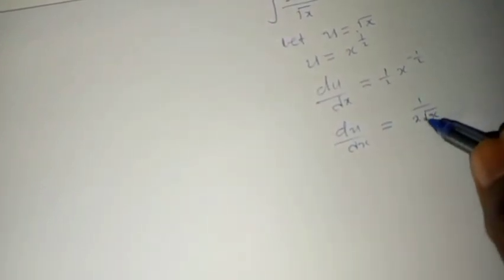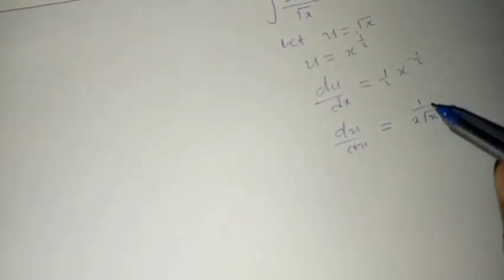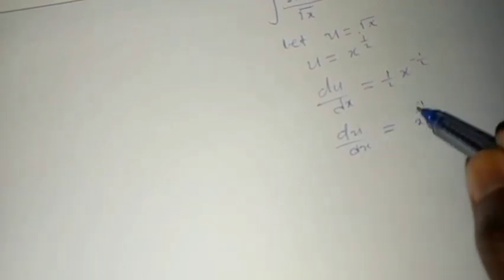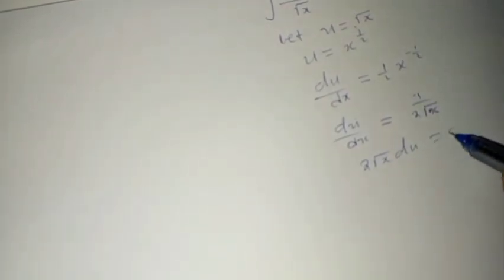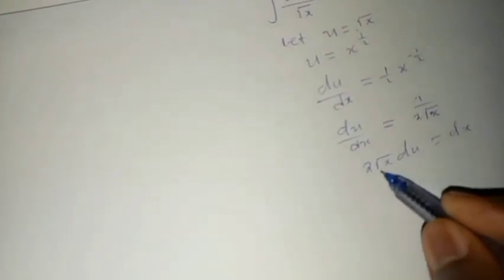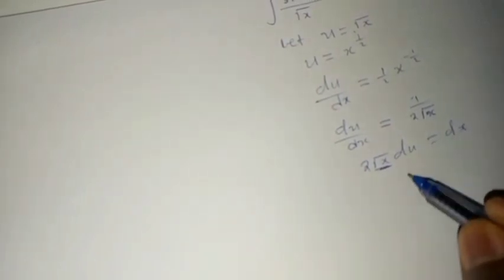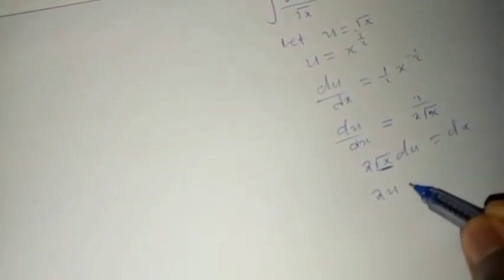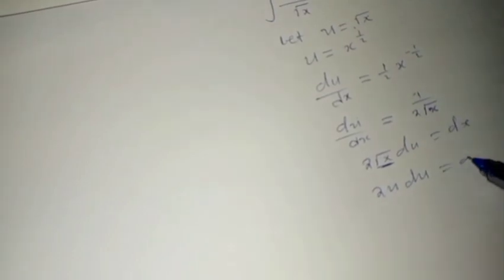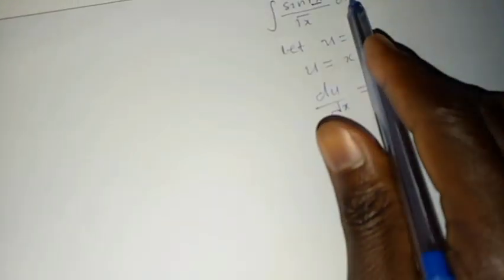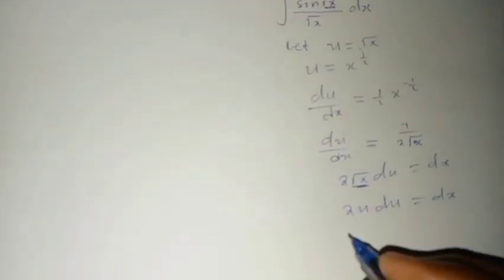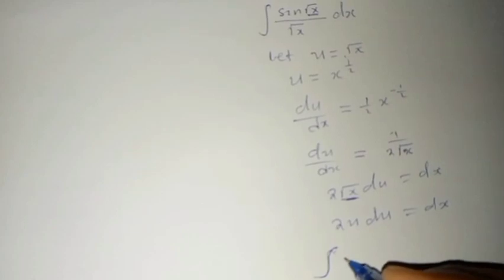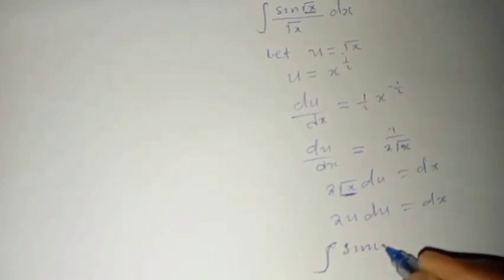So our main aim is to make sure that we come up with a part that is going to be removed. So I can multiply this by that. I'm going to get 2 root of x du equal to dx. So remember we said let u be equal to root of x, and it is going to be 2u du equal to dx. Automatically I have to get back to my original expression. This original expression is going to be written like the integral of sine u over u.